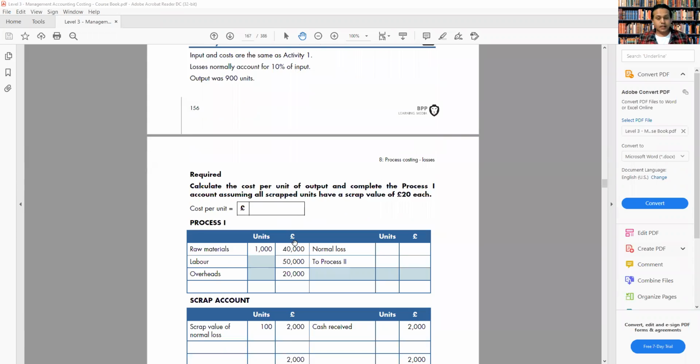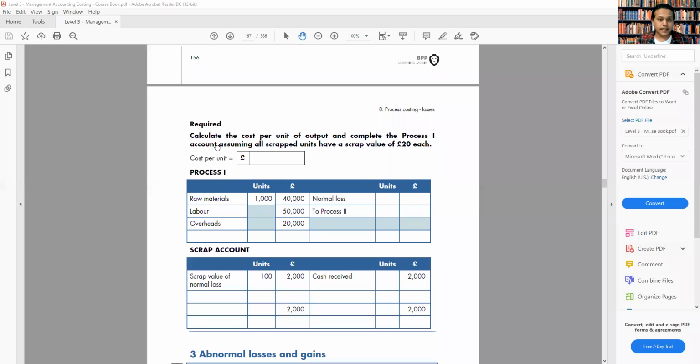On the requirement, we can see they said calculate the cost per unit the way we did before, but this time we have a normal loss. Complete the process 1 account, assuming all scrap unit have a scrap value of 20 each. So they are saying 100 unit that was lost, and this 100 unit I can sell it for 20 pound each. So anything that is waste during the process, if I can sell it for any money, we call it scrap value. So scrap value is 20 per unit.